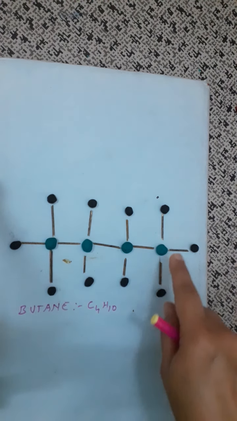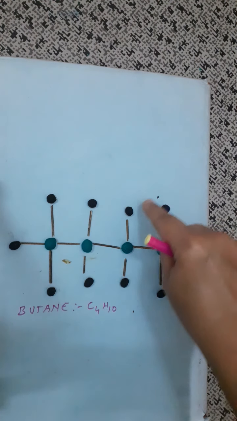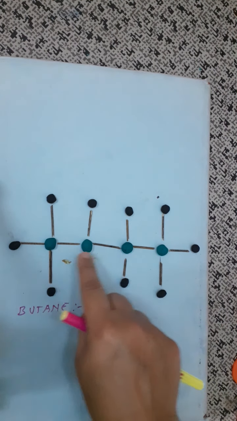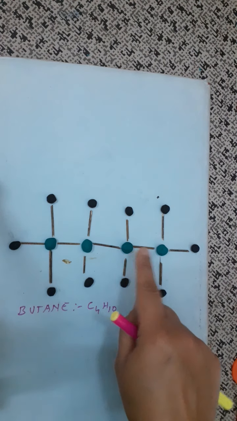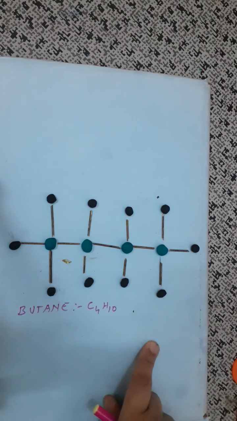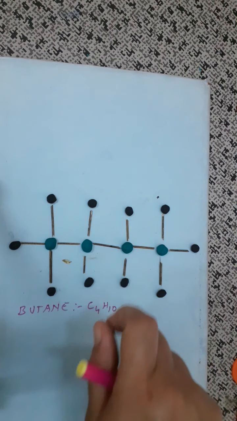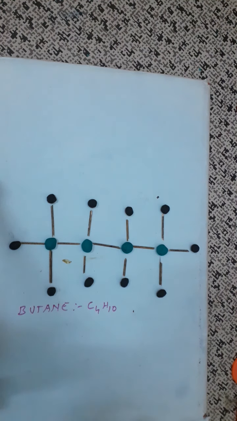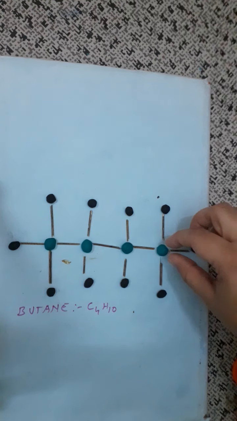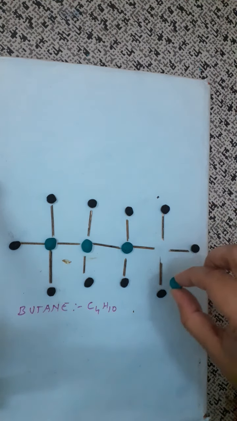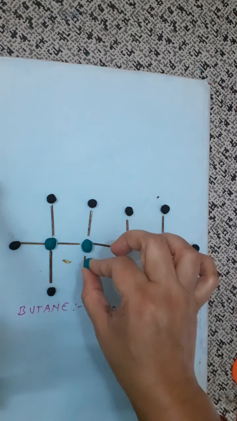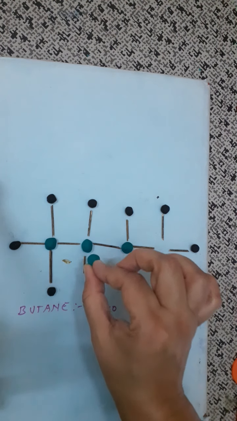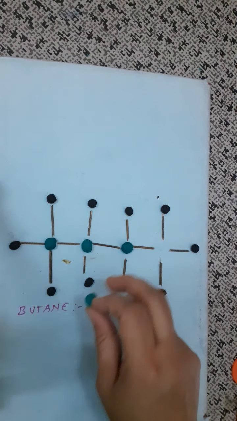Let us assume that I remove one of the methyl groups and link it to any of the carbons. If I link it to the first carbon, it still remains a straight chain, same for the last carbon. So where should I attach it? I can attach it to the second, the middle carbon. So I have removed one carbon from here and attached it to the middle carbon.